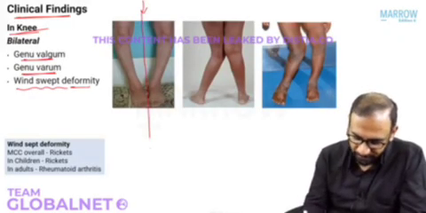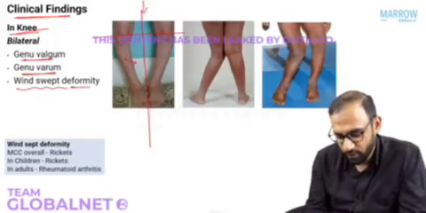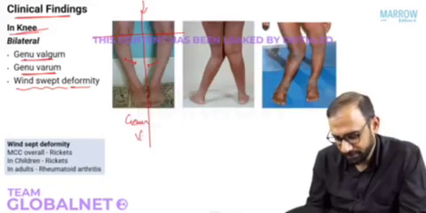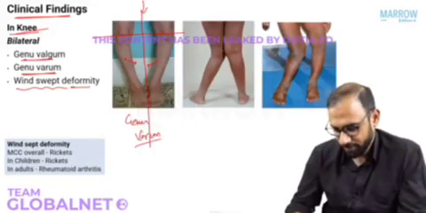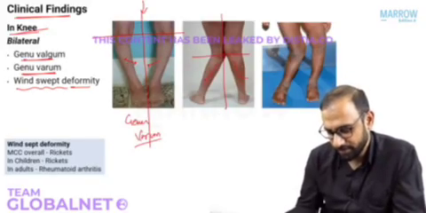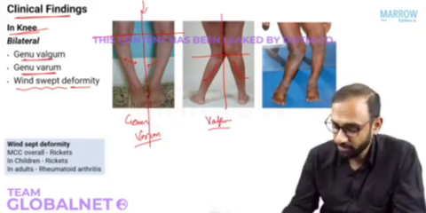This is the midline, right? This is the knee, right? So, the leg is going towards the midline. Genu varum. This is genu varum. What about this one here? The legs are going away from the midline. This is genu valgum, right? Genu valgum.